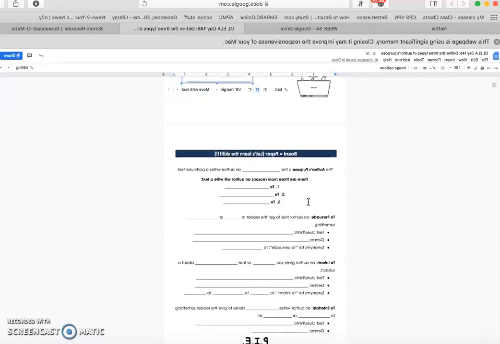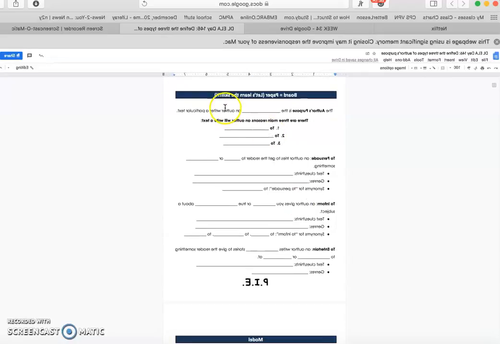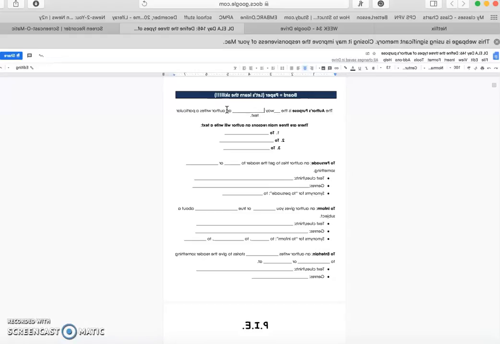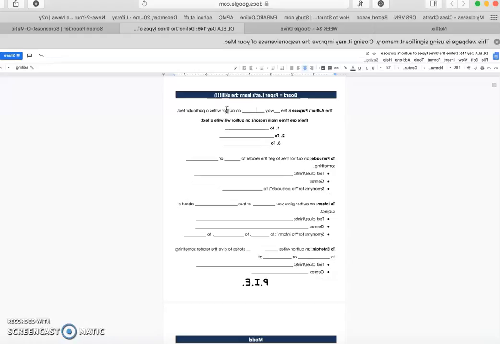Flip the page. Okay, guys, board equals paper. Today we're learning the skill of the author's purpose. The author's purpose is the way an author writes a particular text. Now, there are three main reasons an author will write a text. The first one is to persuade.